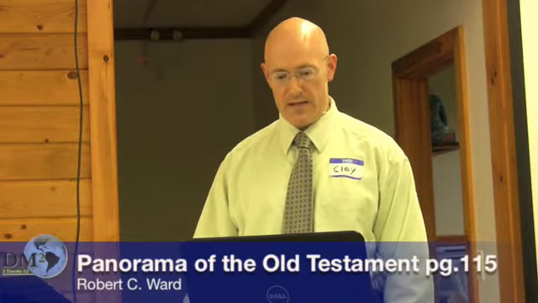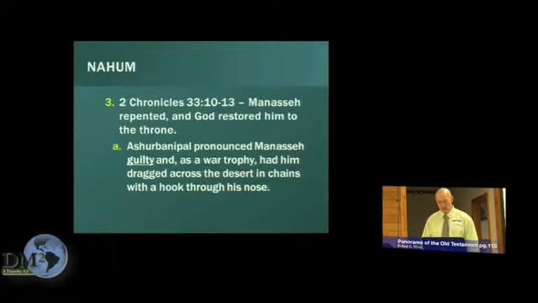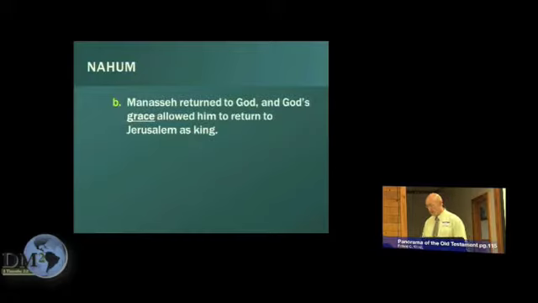Ashurbanipal pronounced Manasseh guilty, and as a war trophy had him dragged across the desert in chains with a hook through his nose. And that would be humiliating. Manasseh returned to God, and God's grace allowed him to return to Jerusalem as king. But it didn't undo the judgment. It was too late for that.